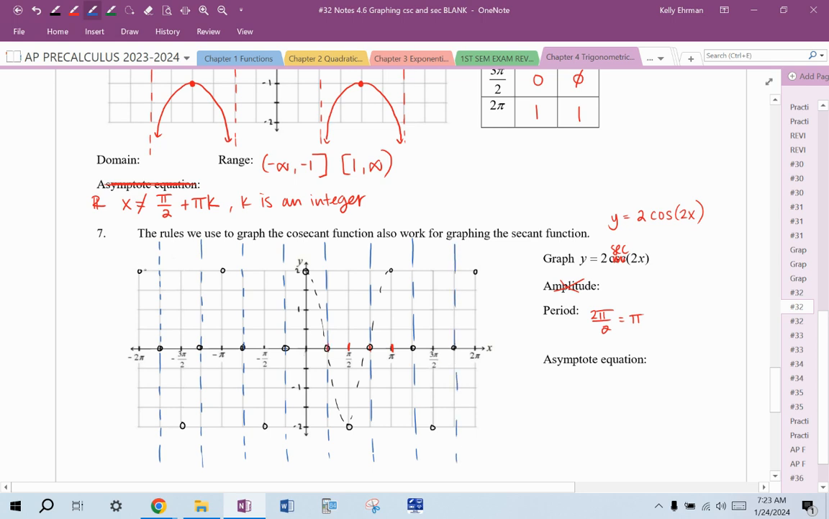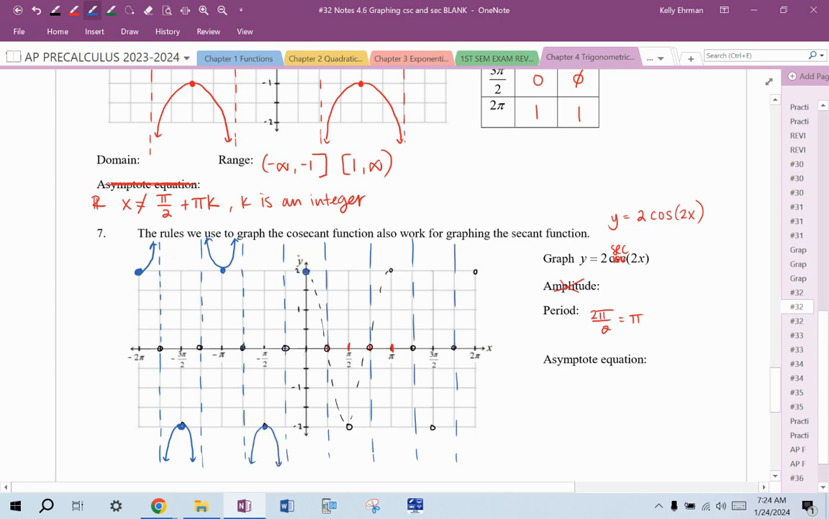All right, and then just like with cosecant, these local max and min points are where you plot your first point, and then you sketch in the branches of the secant curve just to fit in between the asymptotes. That's about as accurate as we're going to get.